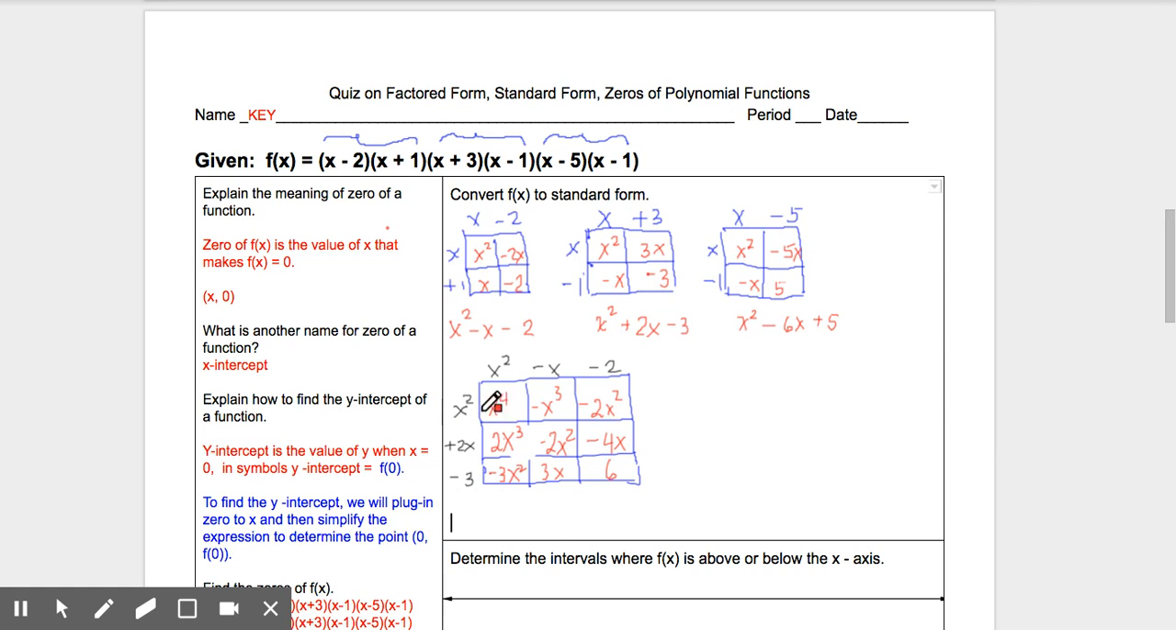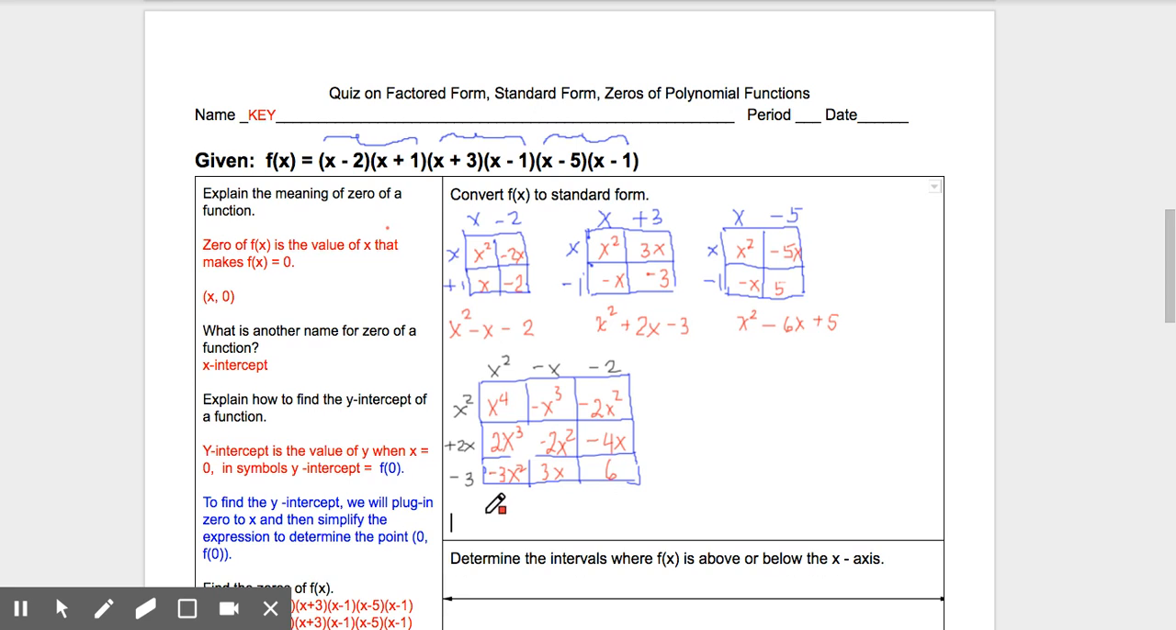Okay, let's double check. X squared times x squared is x to the 4th. X squared times negative x is negative x cubed. X squared times negative 2 is negative 2x squared. 2x times x squared is 2x cubed. 2x times negative x is negative 2x squared. 2x times negative 2 is negative 4x. Negative 3 times x squared is negative 3x squared. Negative 3 times negative x is positive 3x. And negative 3 times negative 2 is positive 6.